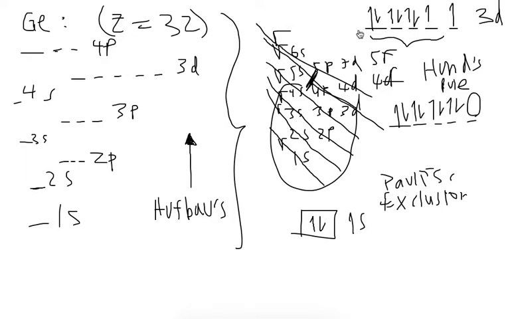So this demonstrates Pauli's exclusion principle with the opposite spins and the maximum of 2 electrons, and it also demonstrates Hund's rule. So combining all 3 of these rules, we're able to draw an electron configuration. So the atomic number is 32, so we have 32 electrons to put in.